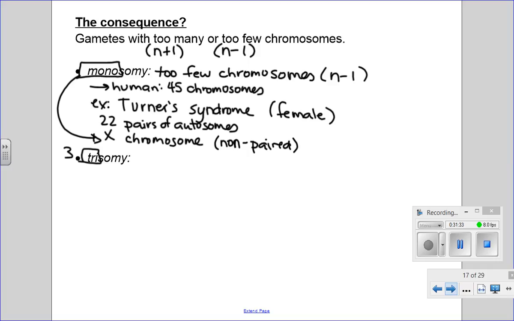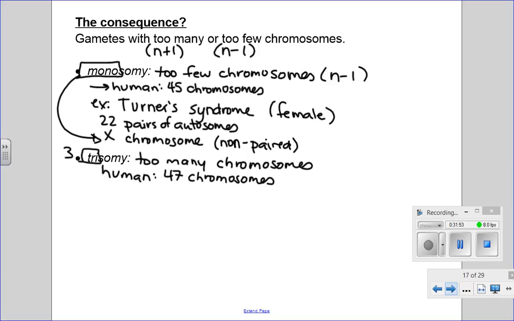Now, a trisomy, where tri means three, is, I guess, the more common of the two. There are more examples of syndromes where someone has a trisomy. A trisomy is when you have too many chromosomes. In a human, this would mean you have 47. Now, would it theoretically be possible to have a gamete that had an extra one go together with another gamete that had an extra one and make someone with 48 chromosomes? Theoretically, yes. Would that organism survive? Doubtful.